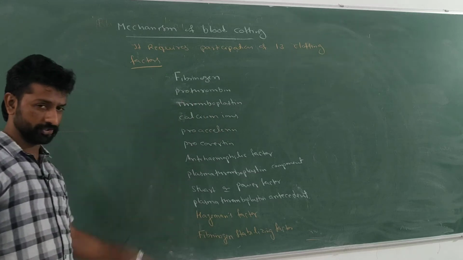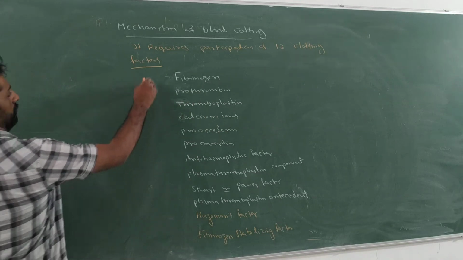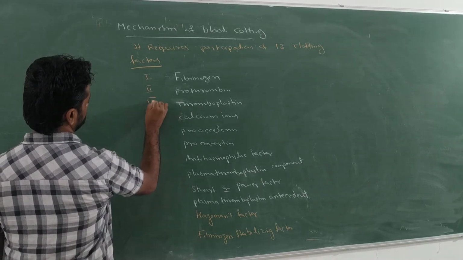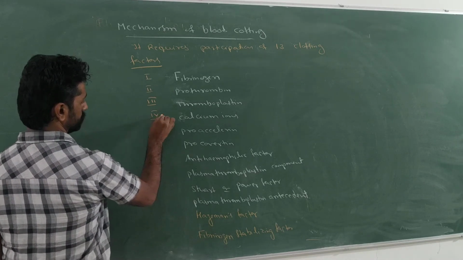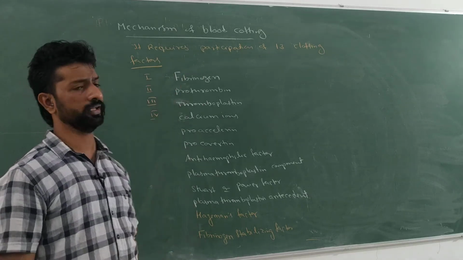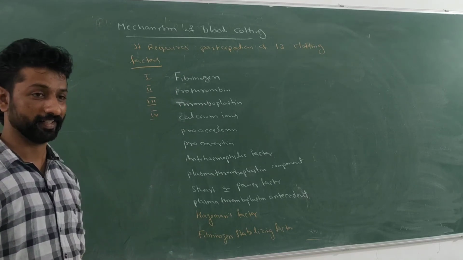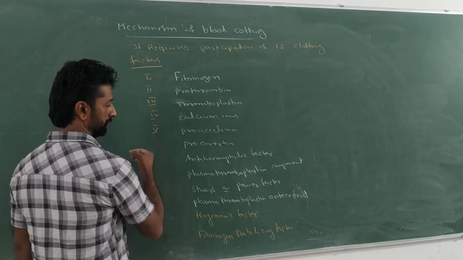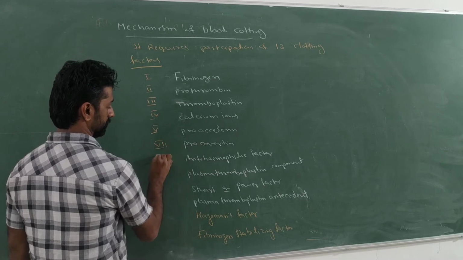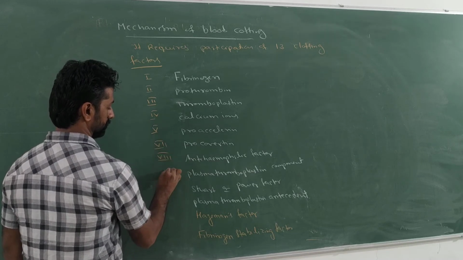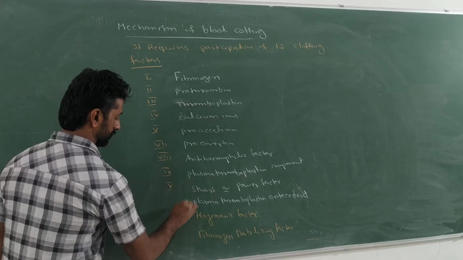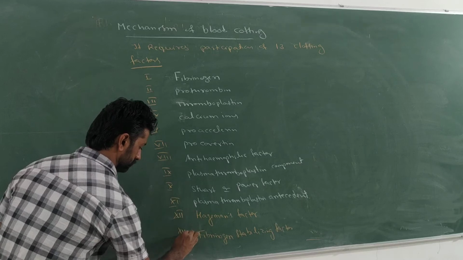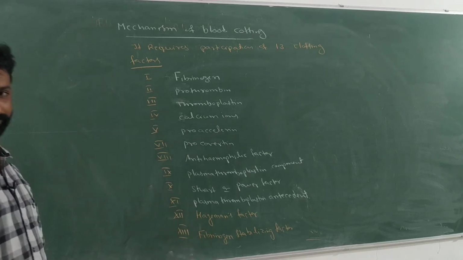So how many are there in the list? See, factor 1, 2, 3, 4, 12 are there. Then we have mentioned 13, right? The presence of one is not yet proved. What is that one? Okay, next is 5, 6, next 7, 8, 9, 10, 11, 12, 13. Which one is missed there?